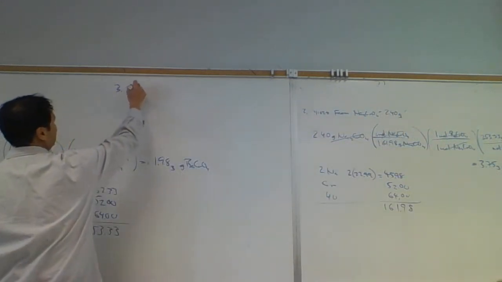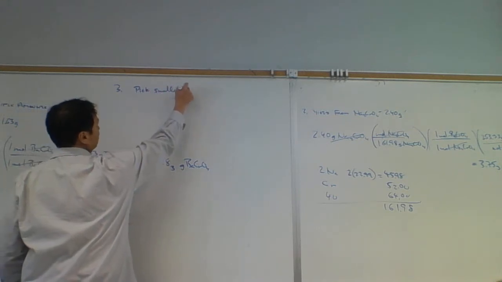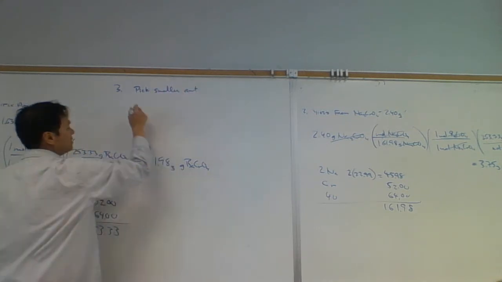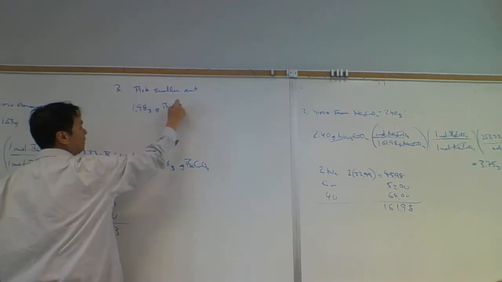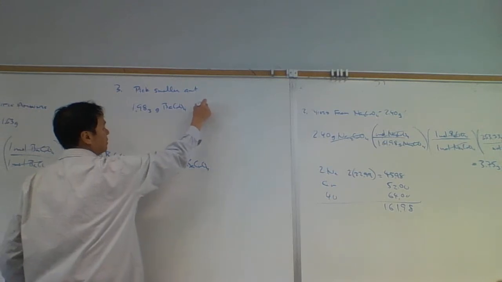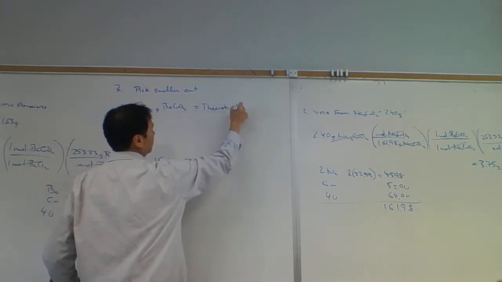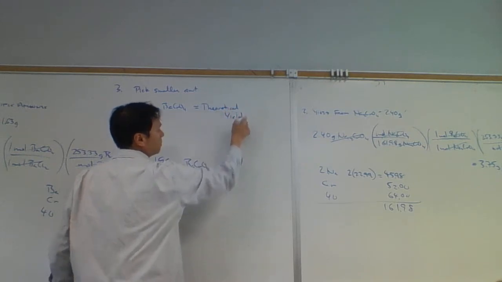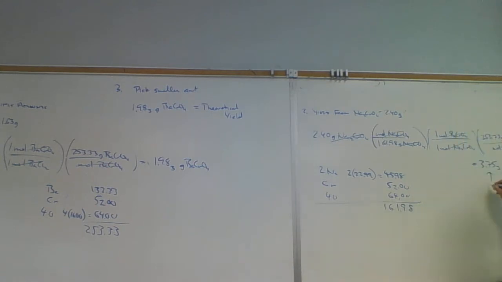And so step 3, pick the smaller amount. The smaller amount is 1.983 grams of barium chromate. And we call this the theoretical yield. The larger yield is not possible, because we're going to run out of barium chloride.